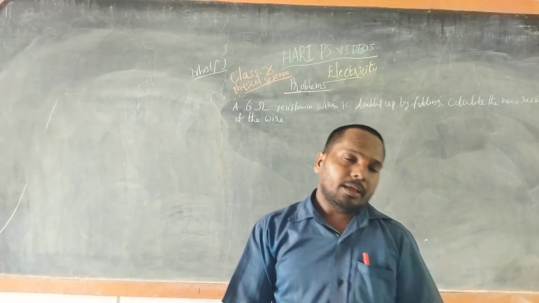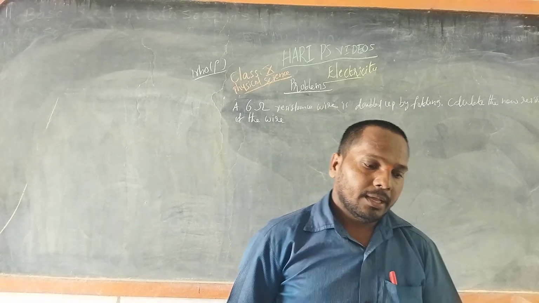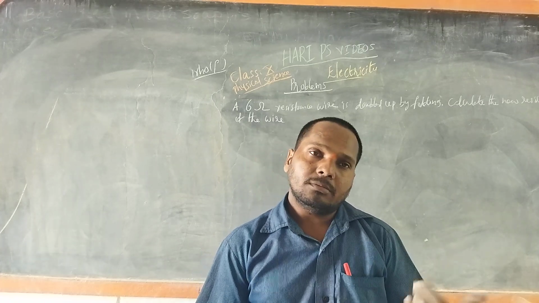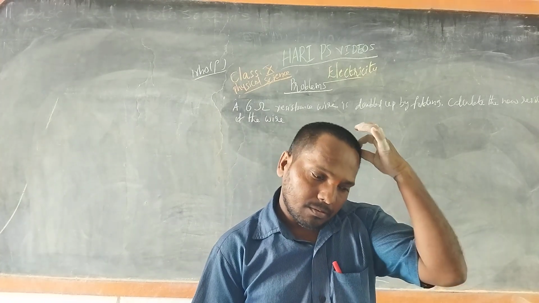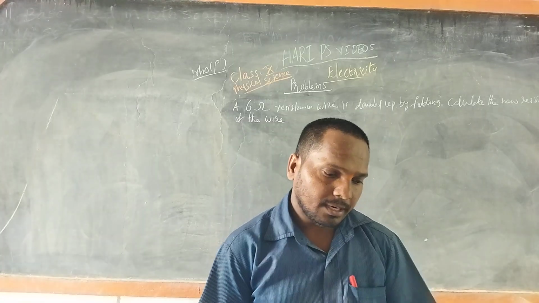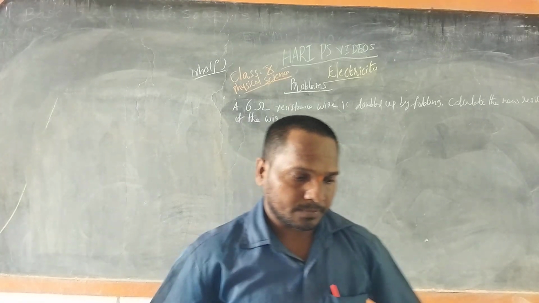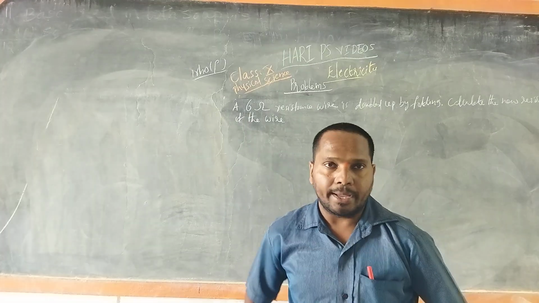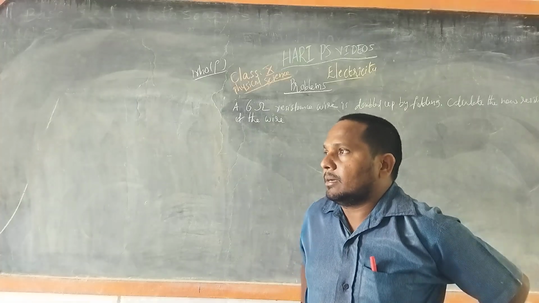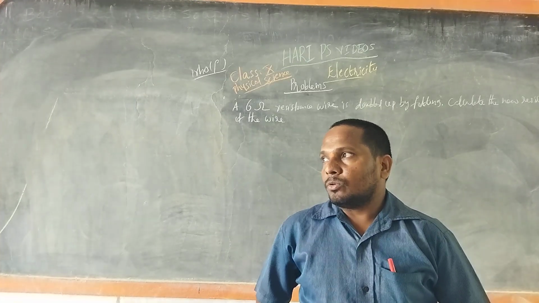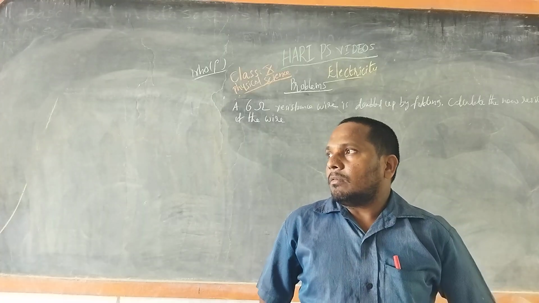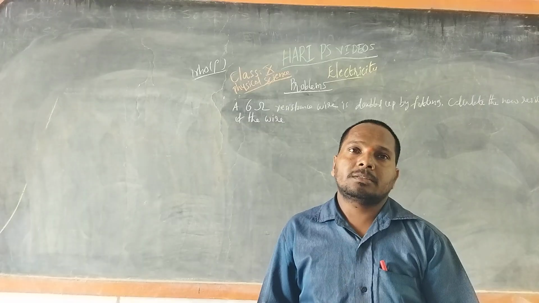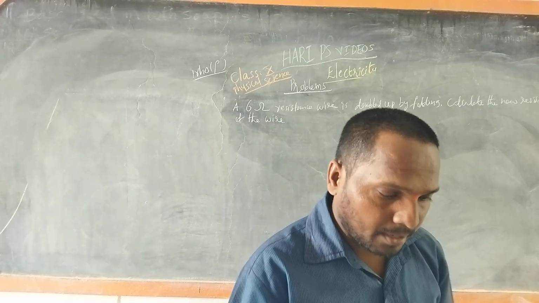So the problem is given: a 6 ohm resistance wire is doubled up. Doubled up, and what will happen? Thickness increases. So what will happen next? Its resistance will increase or decrease, and we have to find out. Double up, calculate the new resistance of the wire. The thickness is doubled, so resistance decreases. Let us solve the problem.